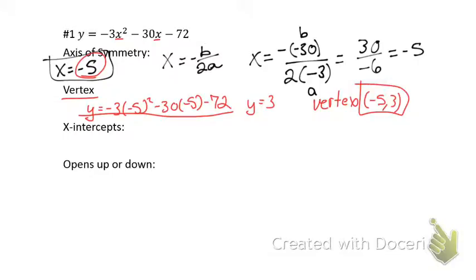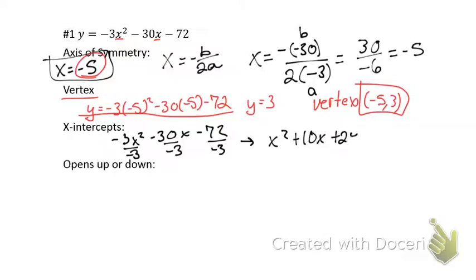Our x-intercepts. Okay, sorry about that. Our x-intercepts come from factoring. So when I take a look at this equation, negative 3x squared minus 30x minus 72, the first thing I notice is I can take out a GCF of negative 3. When I do that, that leaves us with x squared plus 10x plus 24.